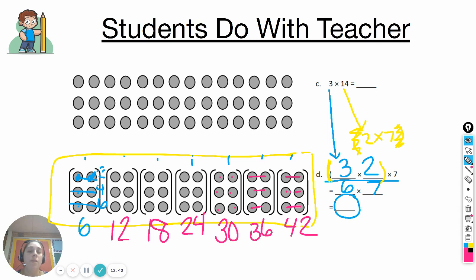Okay, so 6 times 7 equals 42, which means that 3 times 14 also equals 42. So now I can go back and fill that answer in.